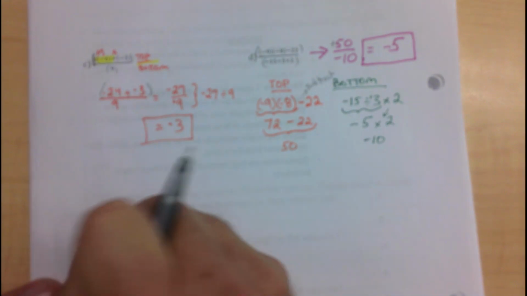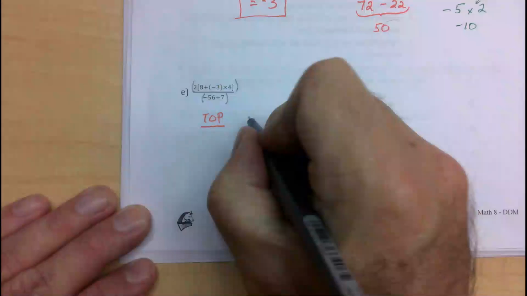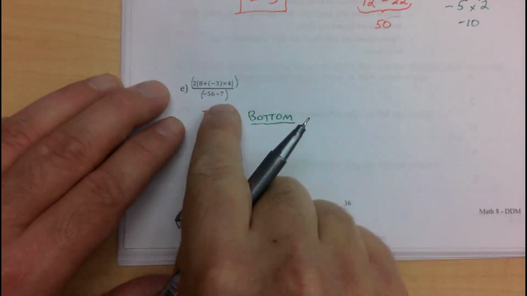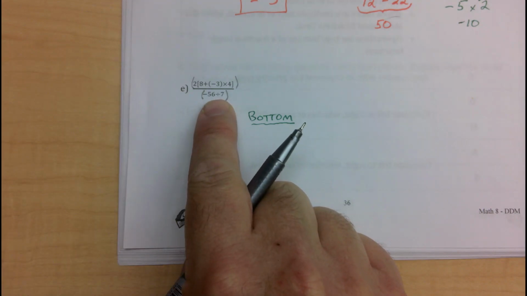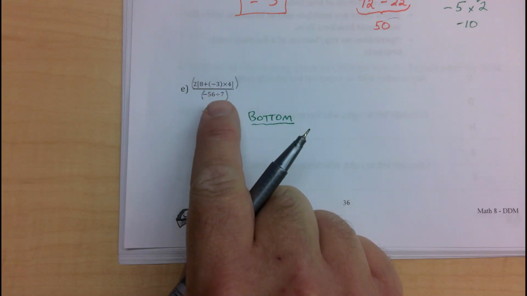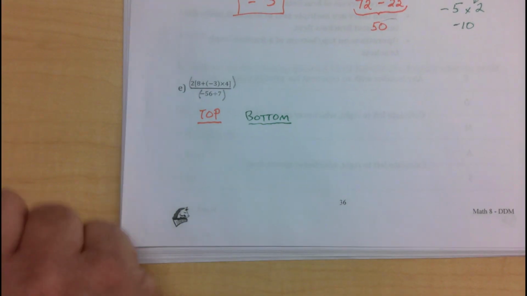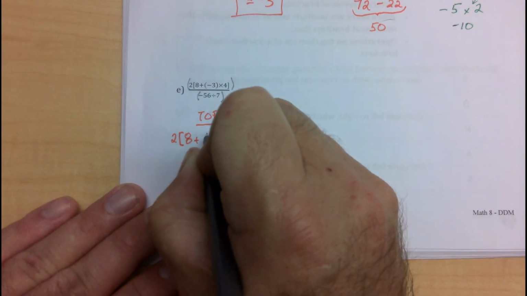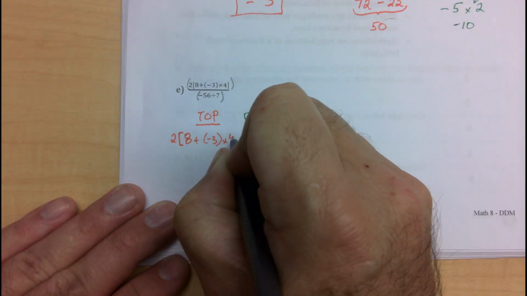Okay, brackets around everything. It's always resolve the top, then the bottom. It's easy to get lost. It's kind of the intent of some BEDMAS questions to actually throw you off. It's to give you a curveball. Okay, the top works like this. I'm recopying for now. So 2 times, 8 plus -3 times 4.